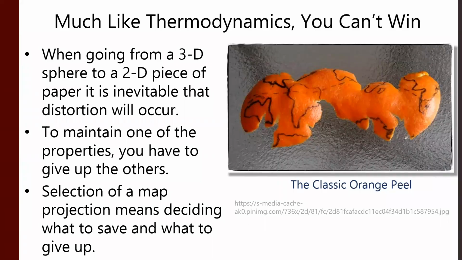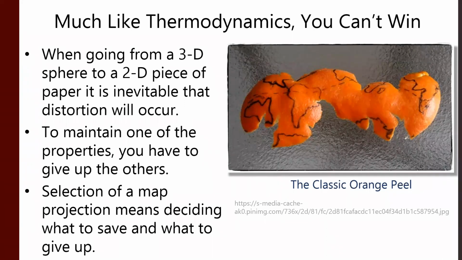All right, let's finish off our discussion here about map projections. Clear the way. Finish off these considerations. So it's a lot like the rules of thermodynamics. You can't win. When we're going from a three-dimensional sphere or ellipsoid or whatever to a two-dimensional piece of paper or computer screen, distortion will happen. You have to give up something to keep other components.